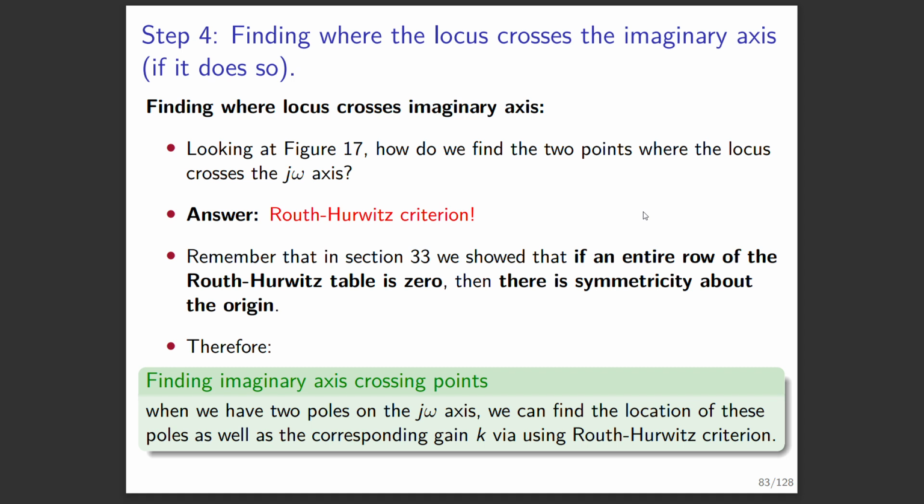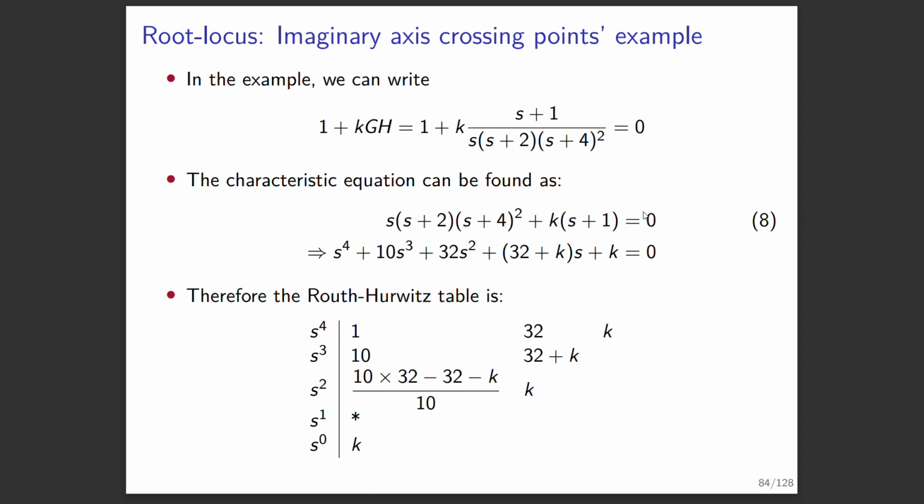So what we need to do to find where the imaginary axis is being crossed is to have a Routh-Hurwitz table, and we need to create the condition that causes an entire row of zeros. So for this system, if you try to write down the closed loop system, the characteristic equation is going to be 1 plus k times g times h, which is this. And then I'm going to get the characteristic equation, which is this.